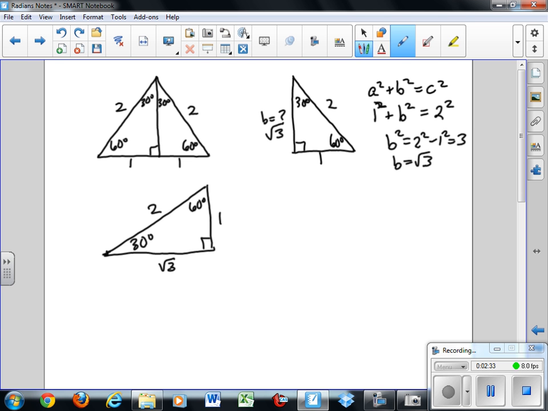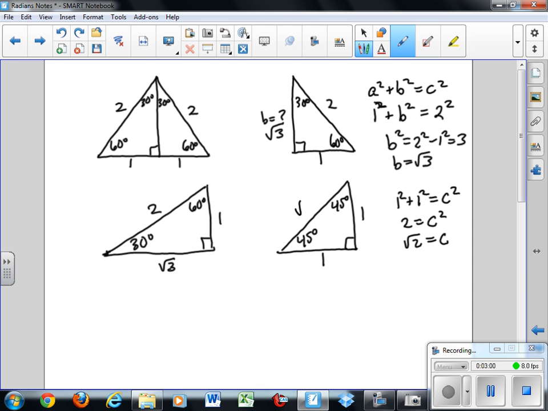The other special triangle is a little easier. It's a 45, 45, 90 triangle. So when you have equal angles, the sides opposite those angles are also equal in length. So we're just going to call each of those 1. And using the Pythagorean theorem, we have 1 squared plus 1 squared equals c squared. The hypotenuse, 2 equals c squared. So the square root of 2 is c. So this is the square root of 2. So those are our 2 special triangles. That's where they come from.